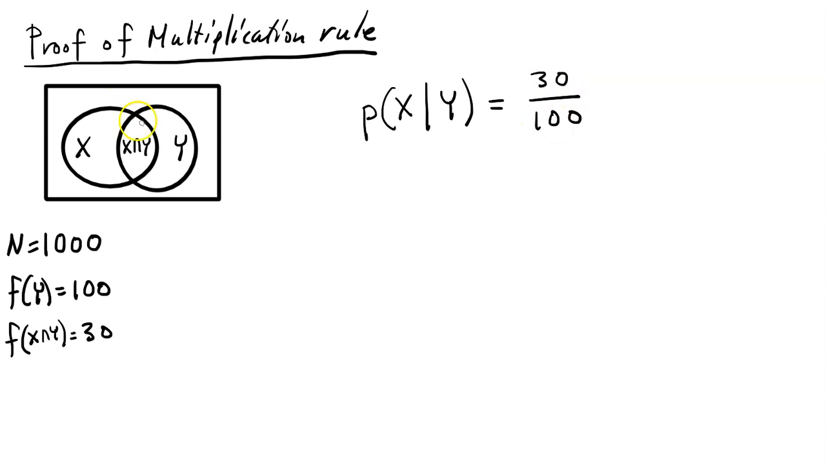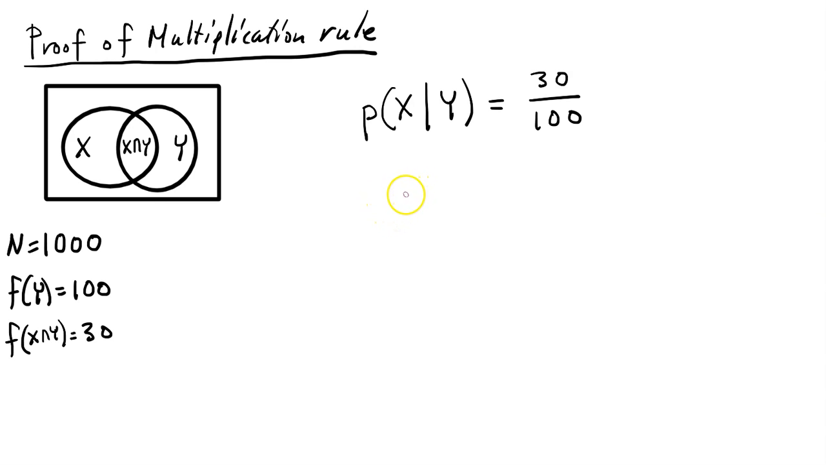Because 30 divided by 100, that's if we know that it has ended up in y, then we know that the probability it has also ended up in x is 30 divided by 100. So this is the probability that it has ended up in x if we know it has ended up in y, just based on this data here.